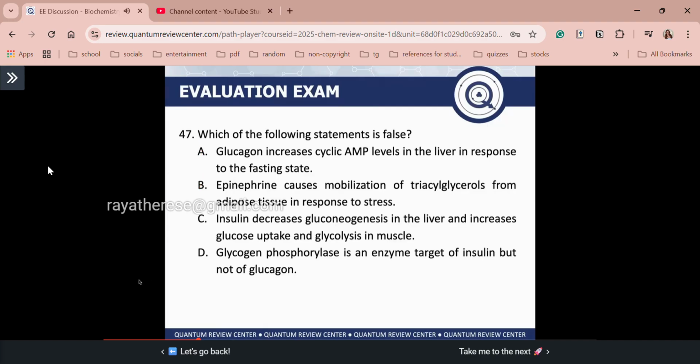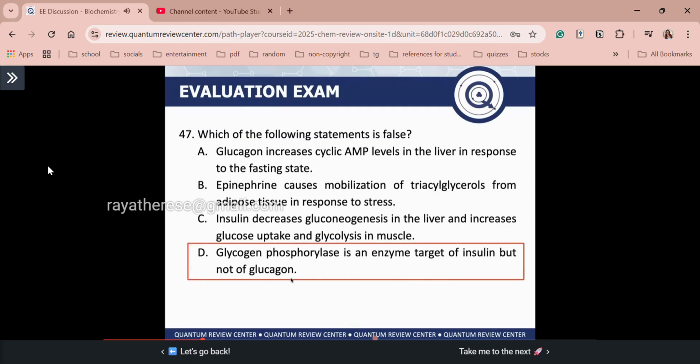Let's check letter C. Insulin decreases gluconeogenesis in the liver and increases glucose uptake and glycolysis in muscle. Sir, is that true? Yes. Remember, the main function of insulin is to mobilize your glucose. So in order to mobilize your glucose, of course, we have a high blood glucose level. So we do not need gluconeogenesis because, again, this is the production of glucose. Okay? But we have a high blood glucose concentration. That's why it needs to increase glucose uptake and the usage of glucose through glycolysis. Okay? Not to produce your glucose.